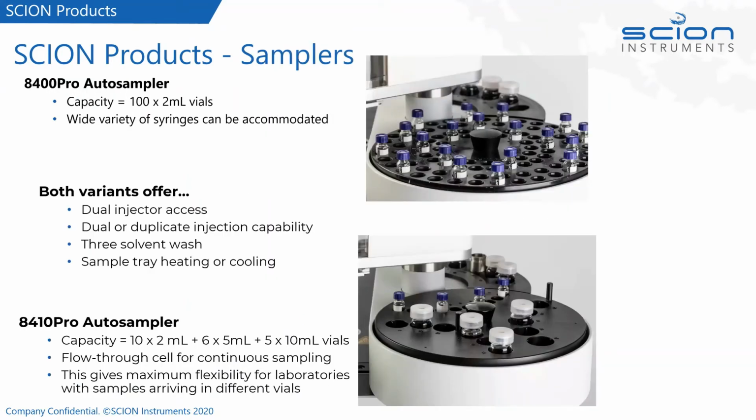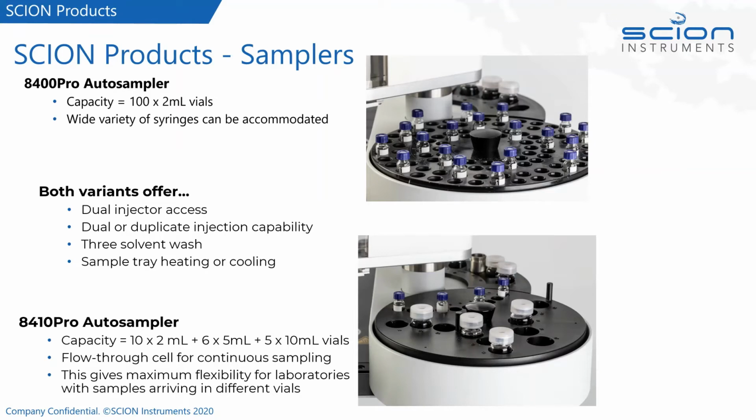In terms of autosamplers, we also offer 2 different options which can be connected to either of the GC. We have our standard 8400 Pro, which is your 2 ml vial, 100 vial capacity. It also can operate in SPME mode. Or we have the 8410 sampler, which offers 3 different vial sizes. So we can have 2 ml, 5 ml or 10 ml vials, dependent obviously upon the sample that you are using. In terms of capability, both of them have all the same specifications.